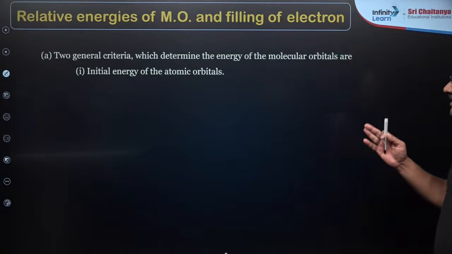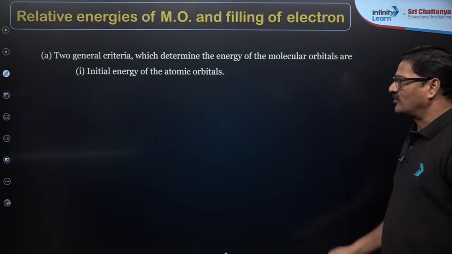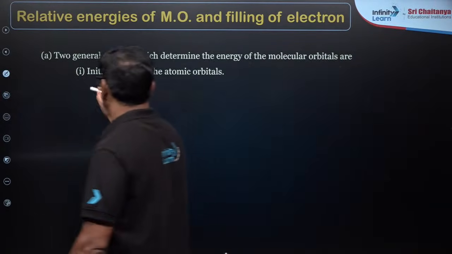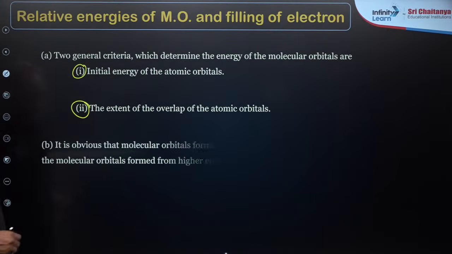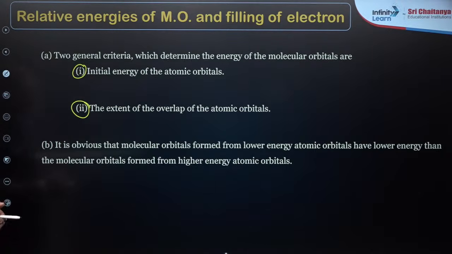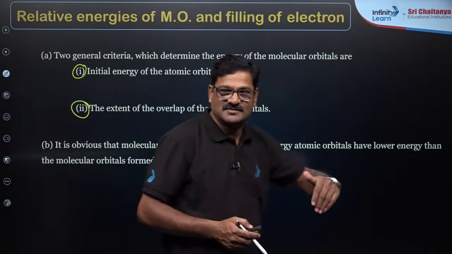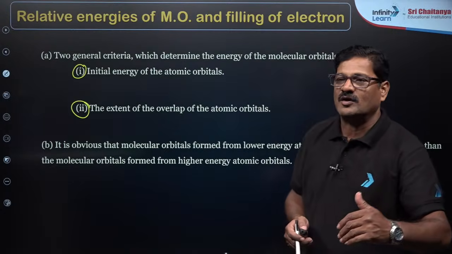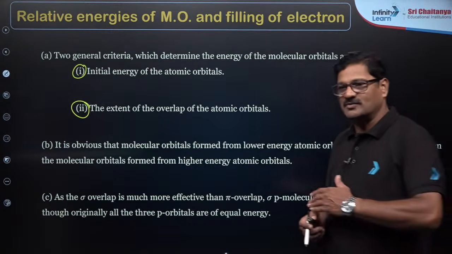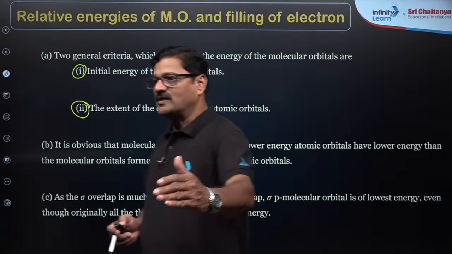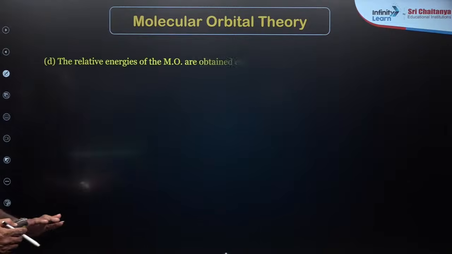So there are two general criteria which determine the energy of the molecular orbital. First is the initial energy of the atomic orbital, and second is the extent of overlapping. It is obvious that molecular orbitals with low energy are called bonding molecular orbitals, and those with high energy are called anti-bonding molecular orbitals. Sigma overlaps first, then pi overlaps next, right? That's good. Moving ahead here.